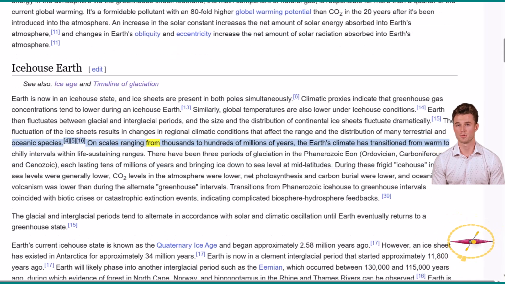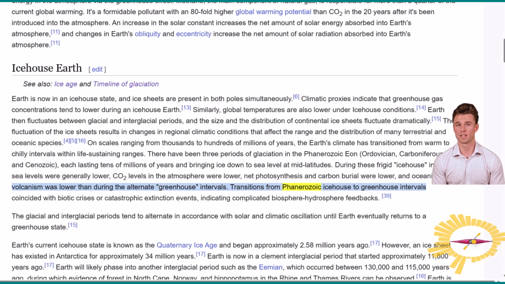On scales ranging from thousands to hundreds of millions of years, the Earth's climate has transitioned from warm to chilly intervals within life-sustaining ranges. There have been 3 periods of glaciation in the Phanerozoic Eon: Ordovician, Carboniferous, and Cenozoic, each lasting tens of millions of years and bringing ice down to sea level at mid-latitudes. During these frigid icehouse intervals, sea levels were generally lower, CO2 levels in the atmosphere were lower, net photosynthesis and carbon burial were lower, and oceanic volcanism was lower than during the alternate greenhouse intervals.